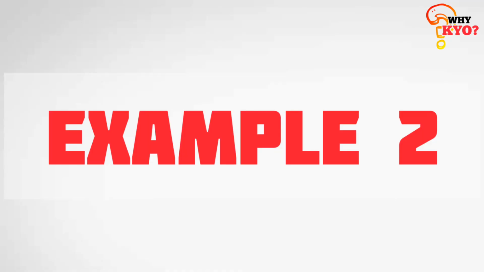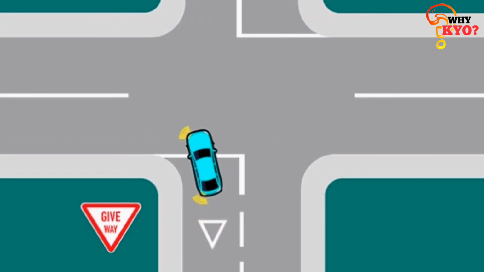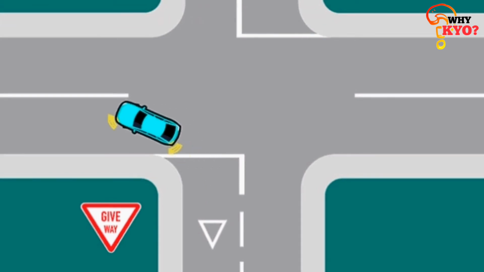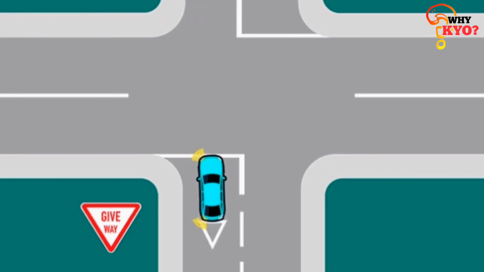Okay, so let us take one more example to understand it much better. Suppose you are traveling in a car with a constant velocity and there comes a turn, and you turn your car. So now the question is, is it an acceleration or not? Yes, it's an acceleration. Why?